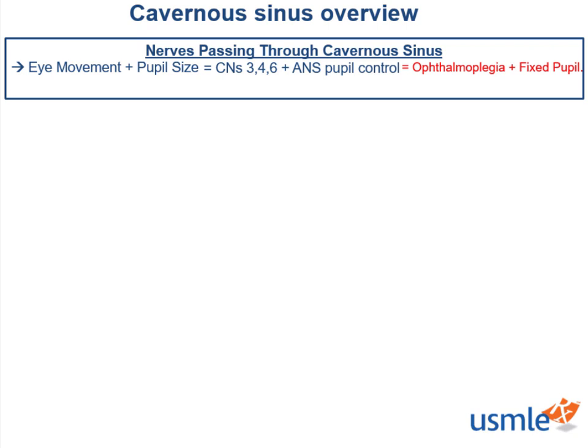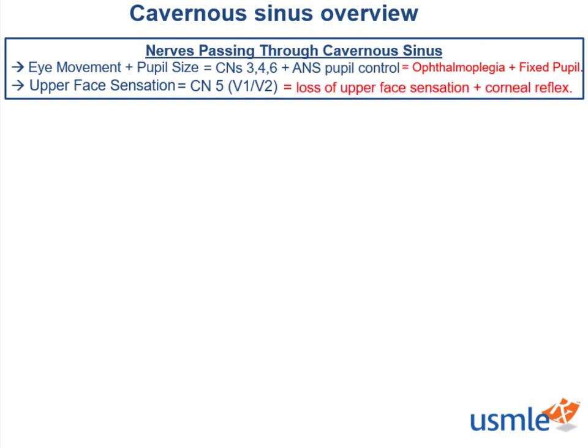If any of these structures are damaged, the patient will experience ophthalmoplegia, or weak or paralyzed eye movements, and a fixed pupil. Also, the nerves passing through the cavernous sinus are responsible for sensation to the upper face and include the V1 and V2 branches of cranial nerve 5. If these are damaged, the patient will experience sensory loss to the upper face and an absent corneal reflex, which relies on the V1 branch for sensing touch to the cornea to produce the blinking response.